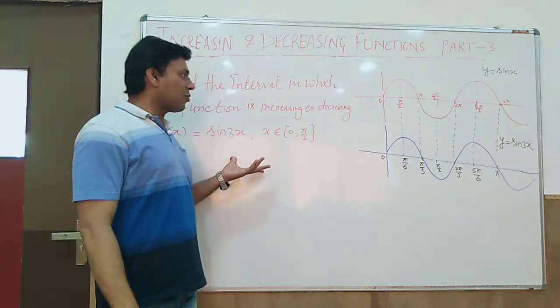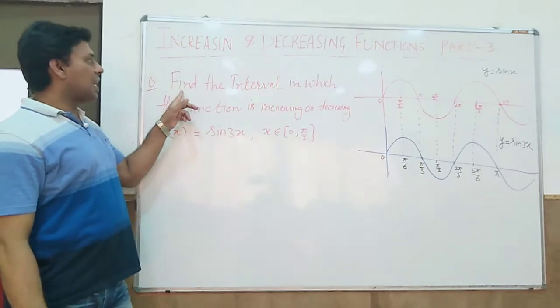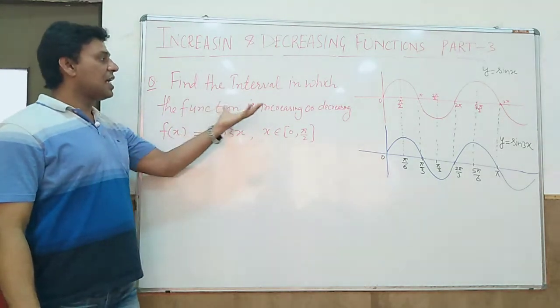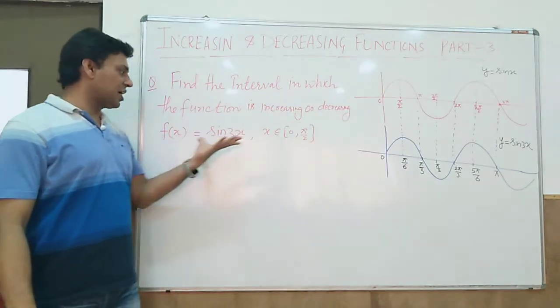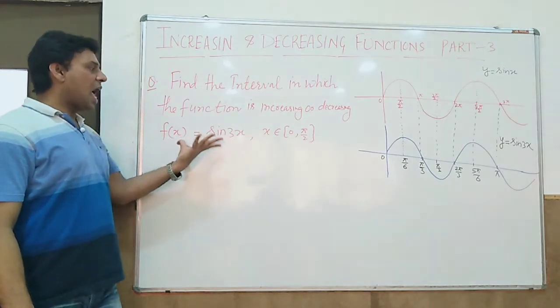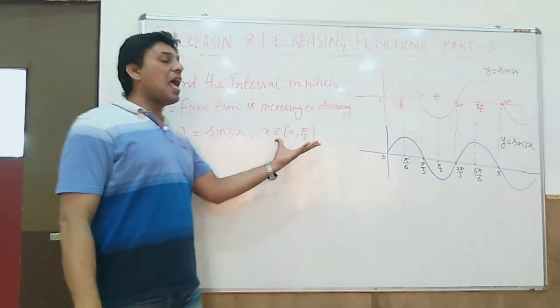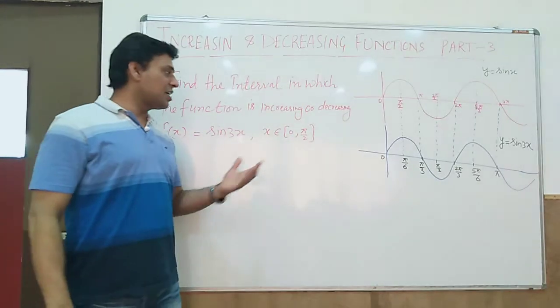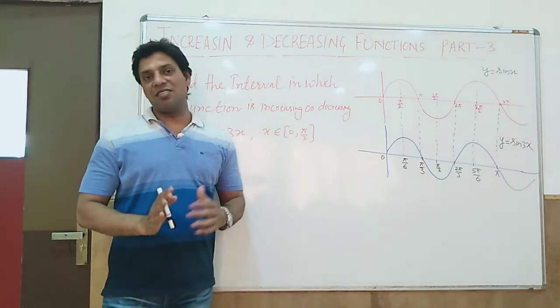So I have taken a question from trigonometry: find the interval in which this function is increasing or decreasing. The function given to us is f(x) = sin 3x, and the domain of x is 0 to pi by 2. That is, x belongs to this interval only.